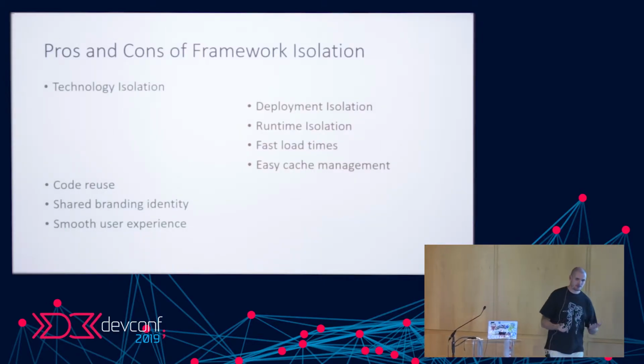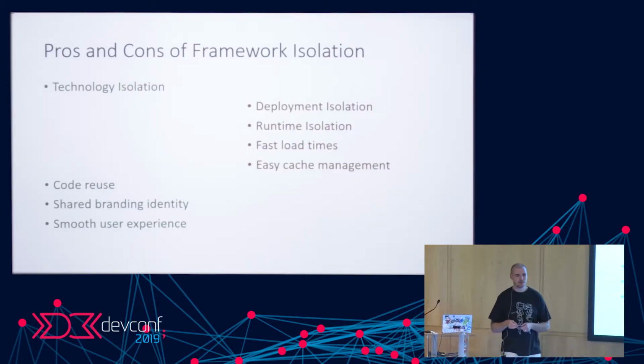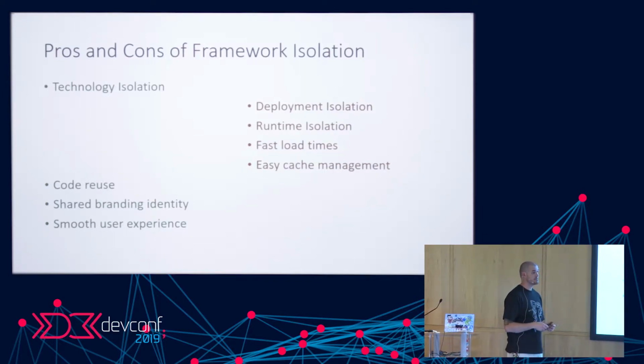That's the outcome of that one. So let's look at some pros and cons of doing these parcels. You get technology isolation because you can use different versions of different frameworks in the same application. So like I said, you can host, instead of just AngularJS and another framework, you can have specific versions of AngularJS. It's one of the options you specify in those life cycles. You don't get deployment isolation again, you don't get runtime isolation again, and you don't get fast load times.